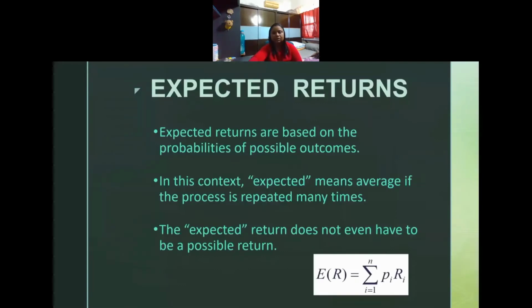So what are the expected returns? Expected returns are based on the probability of possible outcomes. Number 2, in this context, expected means average if the process is repeated many times. Lastly, the expected return does not even have to be a possible return. If you see my cursor, I'm showing it in a box, which is the formula for the expected returns. These are the formula we'll be applying on the next slide on the sample questions.